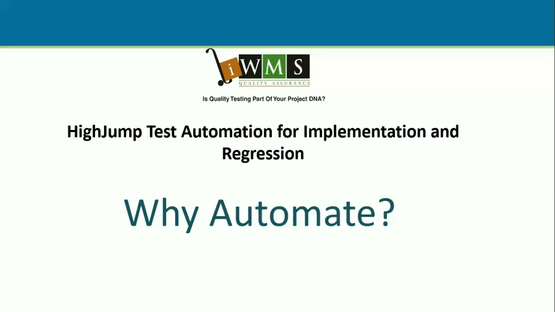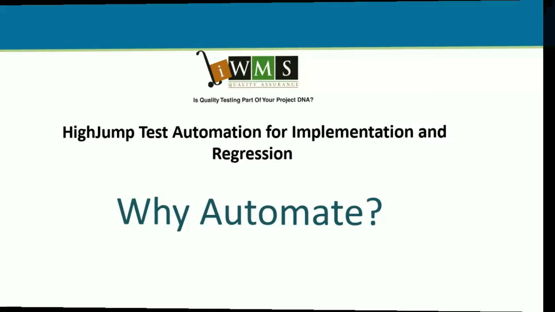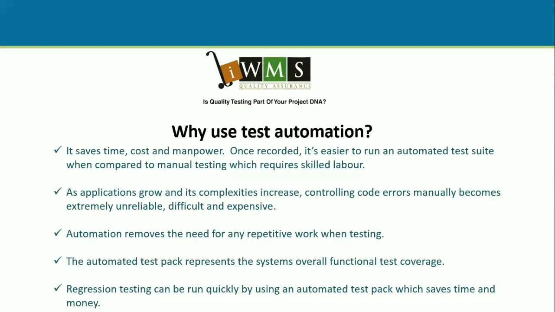Today we're going to ask ourselves the question, why automate? Let's have a look at some of the reasons why. One of them is the fact that it saves time, cost, and manpower. The other is obviously the fact that applications grow and increase in complexity, making it more difficult to manage these errors manually. The other reason is automation removes the need for repetitive work, which is great, and removes the cumbersomeness of testing. Now there are a couple of reasons, but today we're going to focus on the key two that follow.